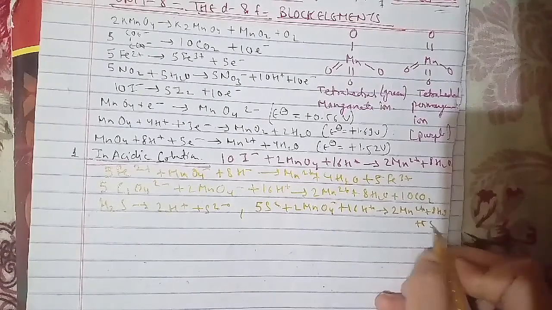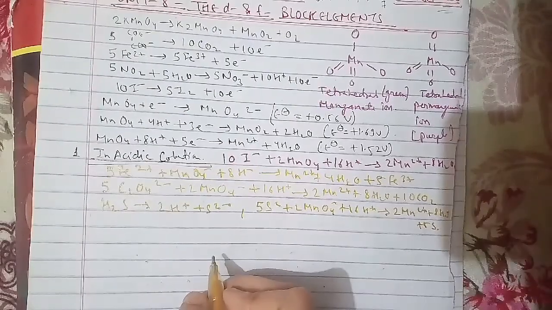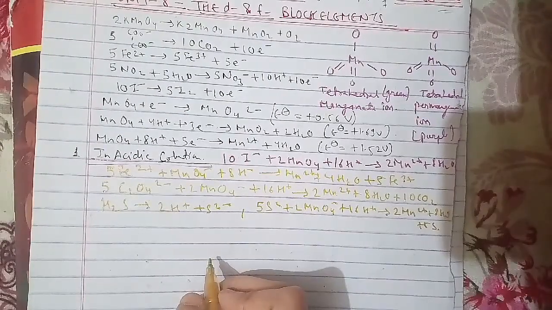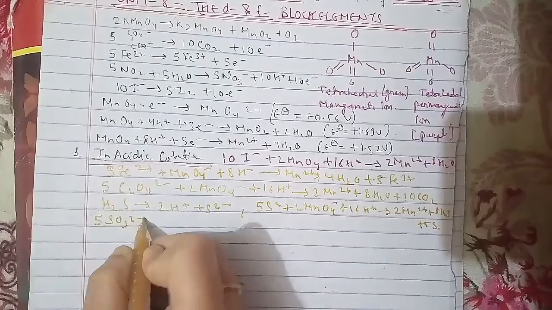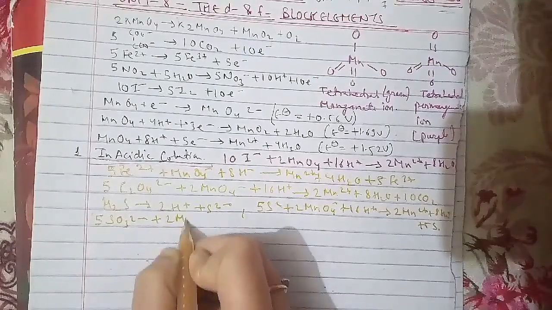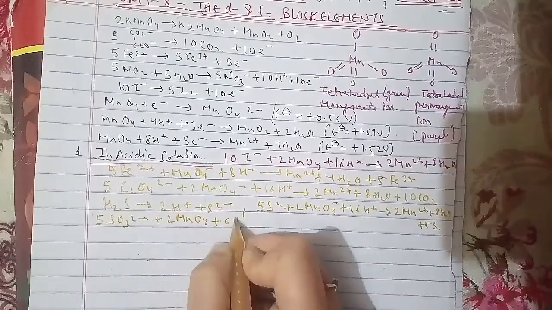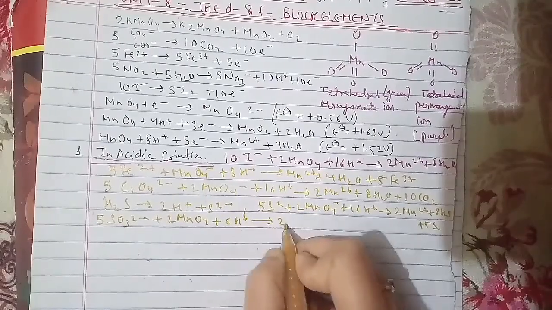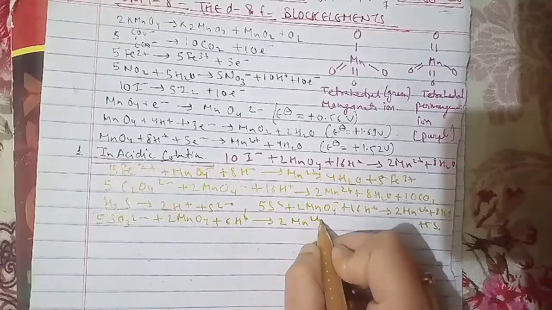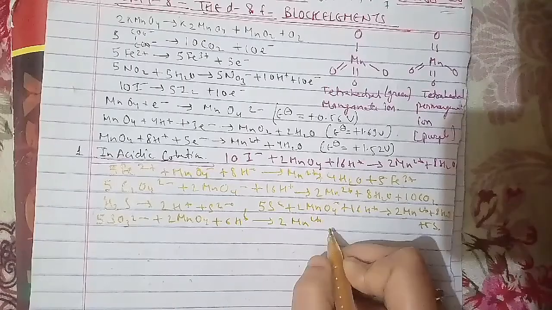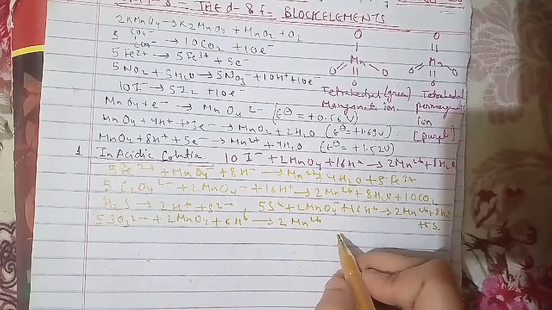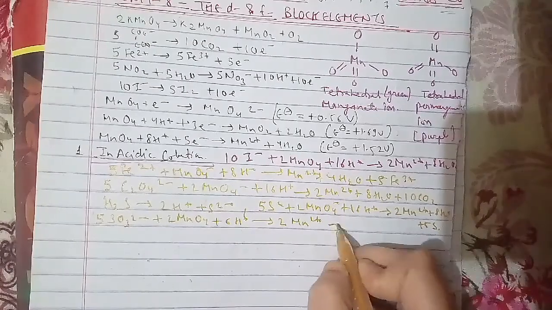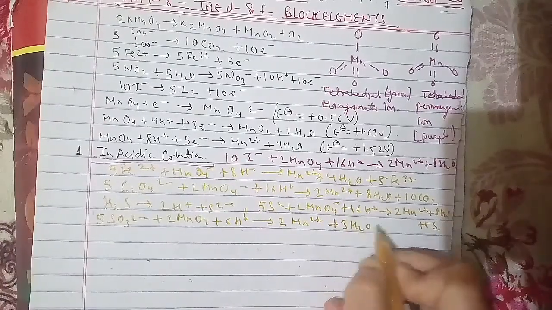When sulfurous acid or a sulfite is oxidized to a sulfate or sulfuric acid, then it will form 5 SO3 2 minus plus 2 MnO4 minus plus 6 H plus, which will give 2 Mn 2 plus plus 3 H2O plus 5 SO4 2 minus.